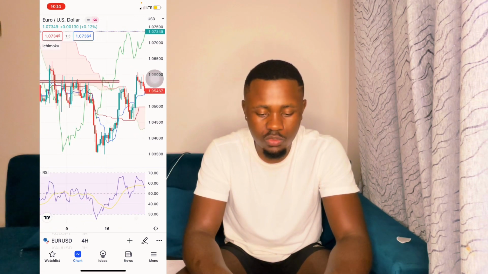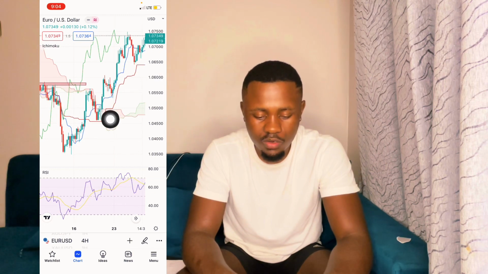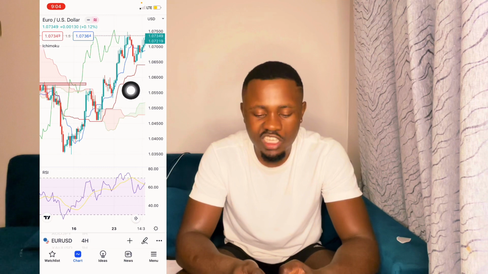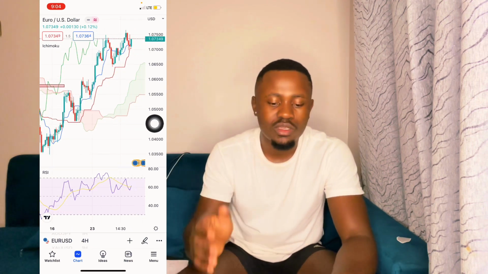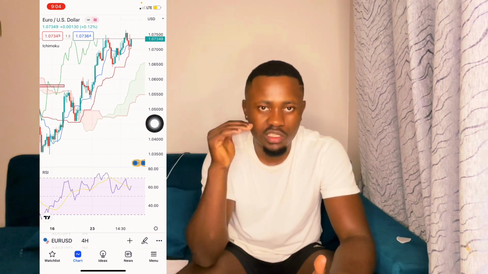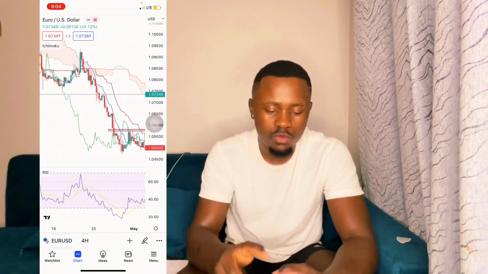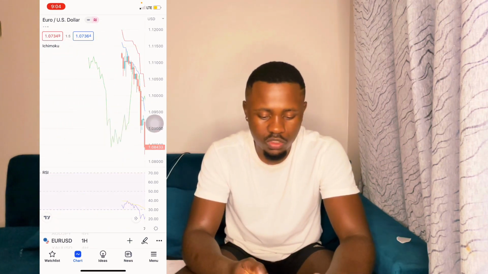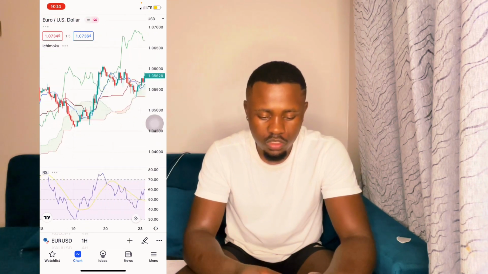So this indicator, we just use it to catch big swings in the market, because whenever the market crosses the Ichimoku cloud, we see the market going to the upper side in the long term. So let me give you an example. This is my 4 hour time frame. This Ichimoku cloud works on any time frame.